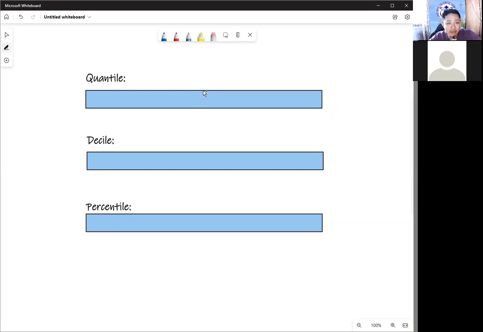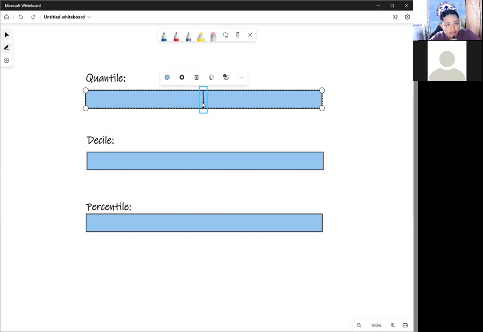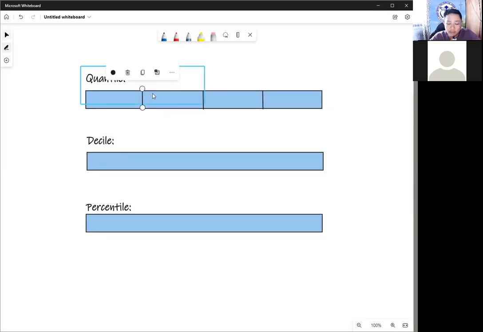So dividing them into 4, here, there's the first one, and then we have the second one, and then we have the third one. That's the reason why we have 3 quartiles, because there are 3 divisions that make up the 4 parts of the given set of data, right?